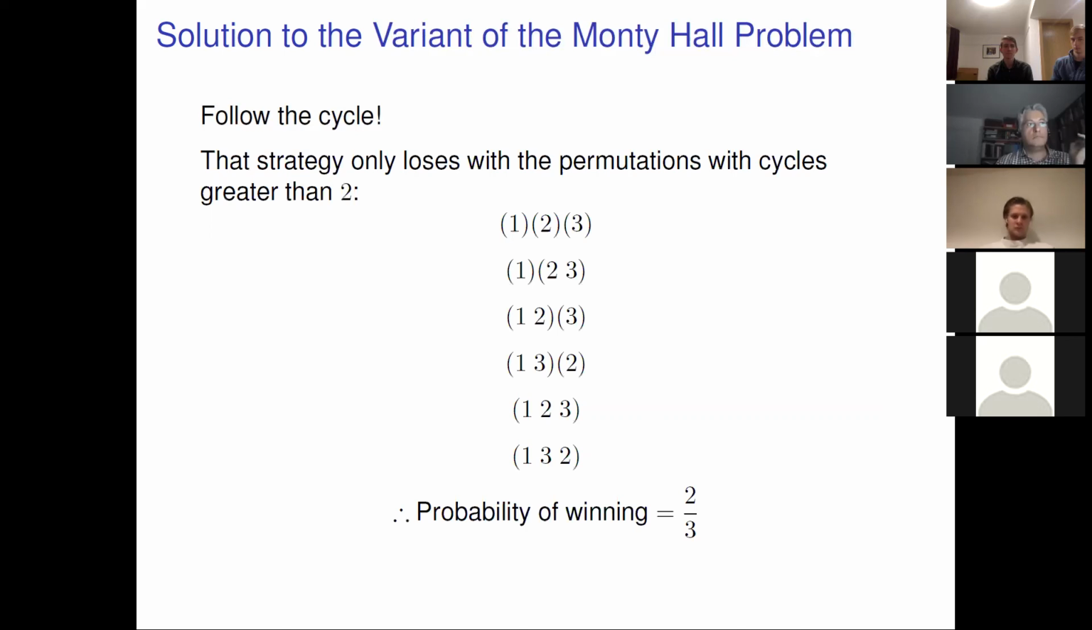And you can see easily that the only way that they lose is if the organizers use a permutation with cycle 3, which are the bottom 2. But with any of the other permutations, they win. So the probability of winning is 2/3 following the cycle. So it's the same problem in disguise. And by saying Monty Hall, you confuse people.